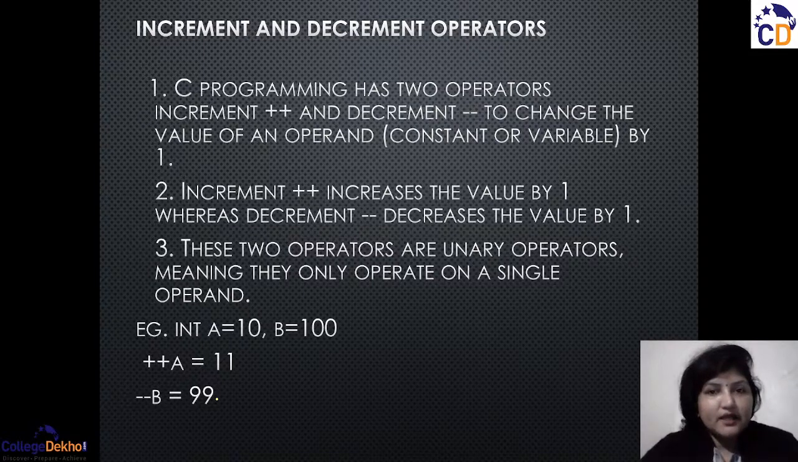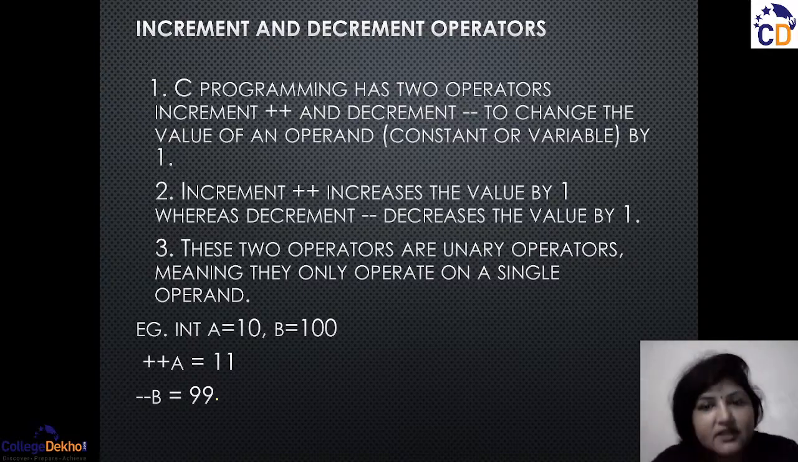Suppose I am taking an example, a is equal to 10 and b is equal to 100. So I am putting plus plus a. Whatever the value of a is, it is first incremented, then it is printed. The value of a is 10, so plus plus a adds 1 to 10, that is 11. Minus minus b: b is equal to 100, we subtract 1 from 100, that is 99.